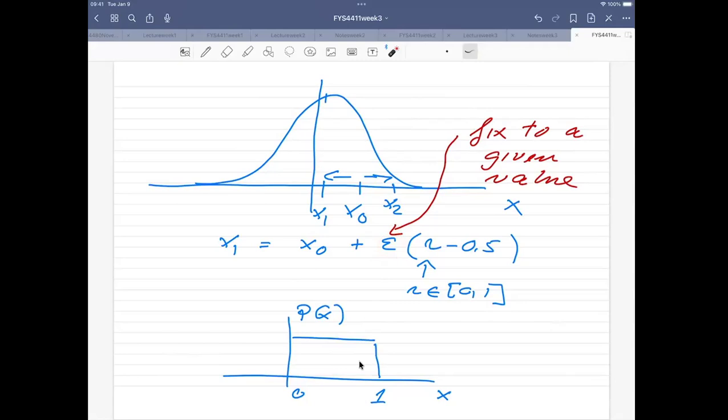And this is where importance sampling comes in. That's the main reason why we're actually dealing with importance sampling, because now we want our distribution to dictate how we select the points.